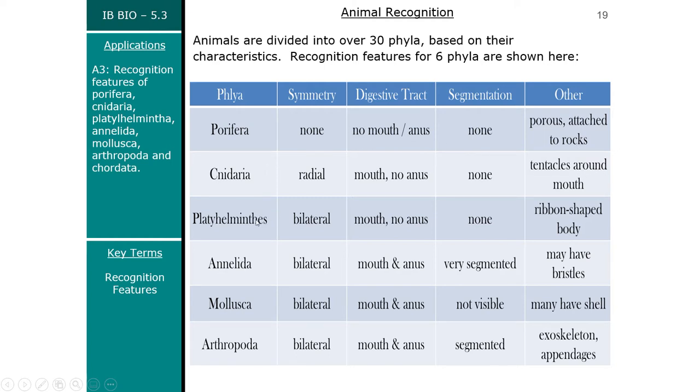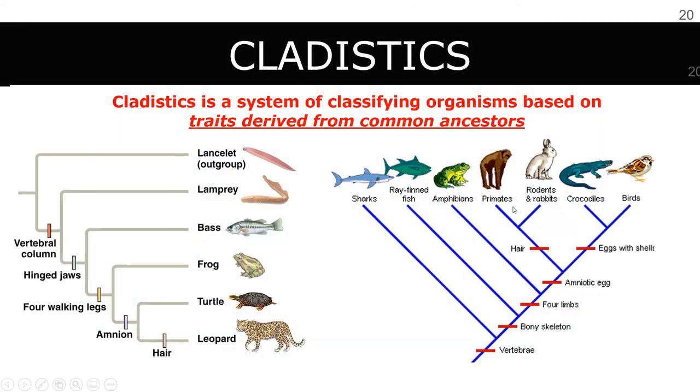And then the Platyhelminthes and the Annelidas, these are your worms. They both have bilateral symmetry. The difference between the flatworms and like the earthworms is that the Annelida is highly segmented, whereas the flatworm is not. And the flatworm has a mouth but no anus, but the earthworm, the Annelida, does. So keep track of all of those recognition features.